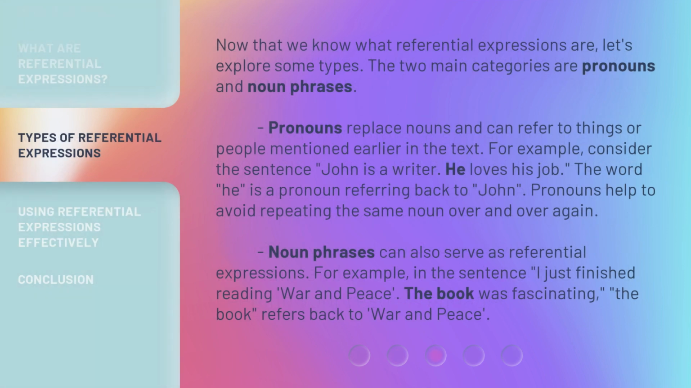Now that we know what referential expressions are, let's explore some types. The two main categories are pronouns and noun phrases. Pronouns replace nouns and can refer to things or people mentioned earlier in the text. For example, consider the sentence, John is a writer. He loves his job. The word, he, is a pronoun referring back to John. Pronouns help to avoid repeating the same noun over and over again.